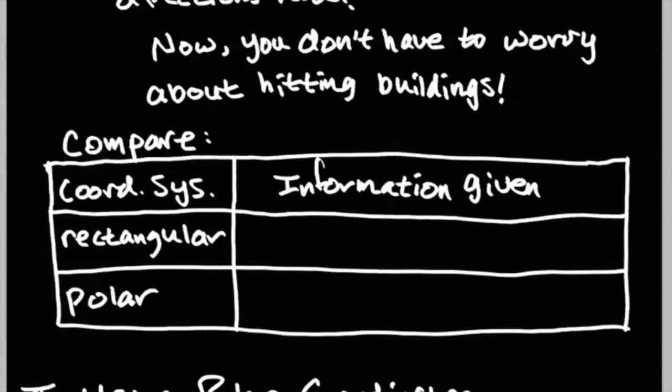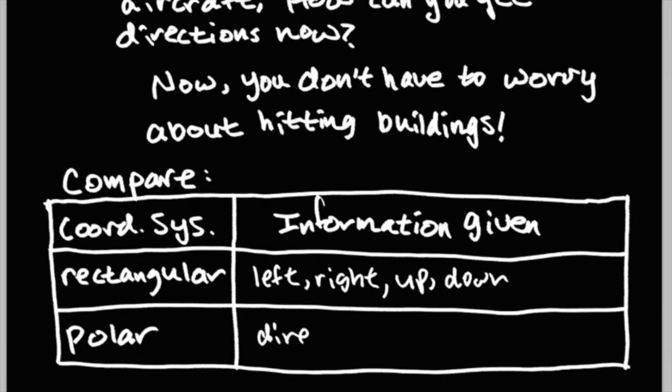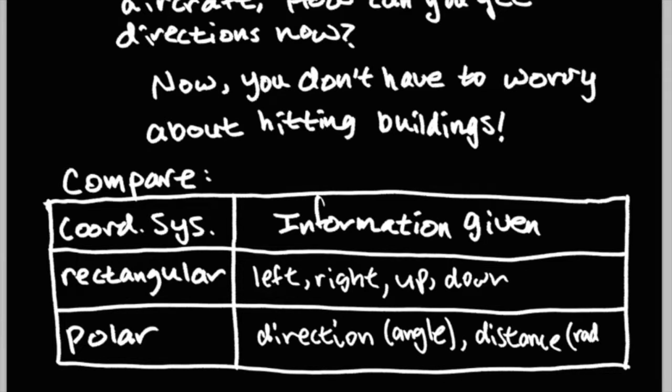So to compare and summarize, the information given by each of them is, for rectangular, you're looking at left, right, up, and down. That's pretty much it. That's what positive, negative x, positive, negative y really means. And in polar, you're given two pieces. You're given the direction, which we can call the angle. And then you're also given the distance. So how far are you from the origin, in this case? So this is going to be a radius.